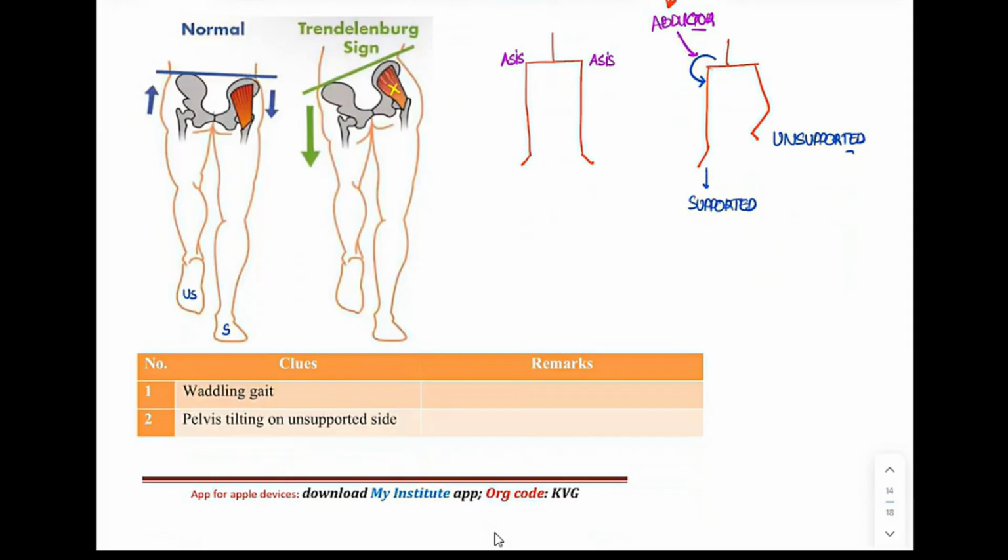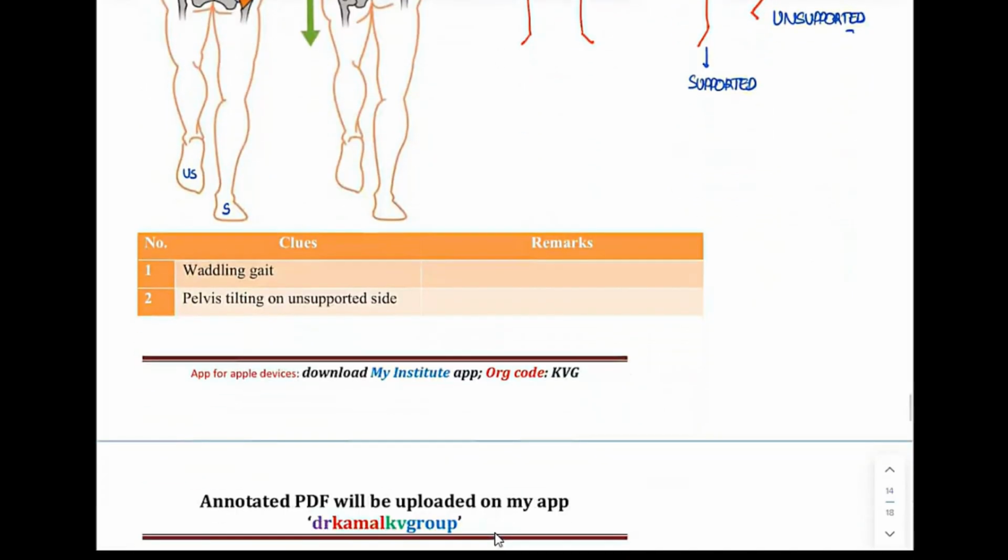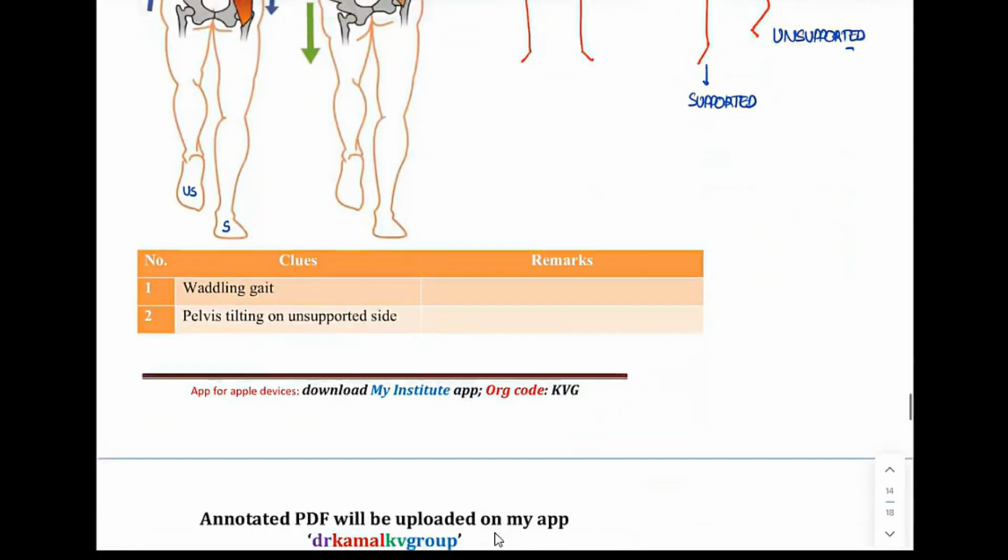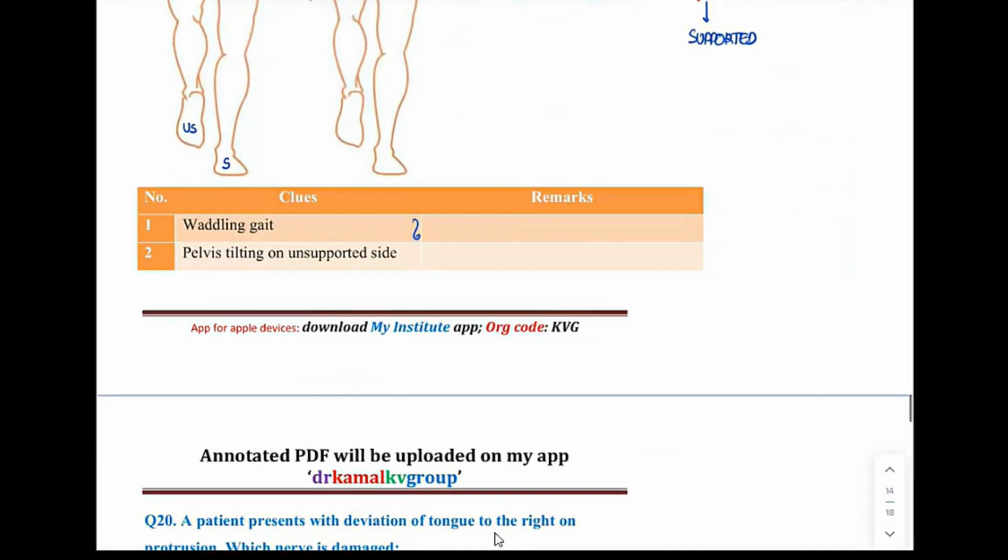So what we'll see on the unsupported side, the ASIS will be at a lower level as compared to the ASIS of the normal side, the other side over which the patient is bearing the weight. So we have to just look at the ASIS of both the sides, and the abductor mechanism is checked on the supported side. Okay, this is very important. And waddling or lurching gait, this is again based on the abductor mechanism. So what we are looking at actually is the abductor mechanism at the hip.